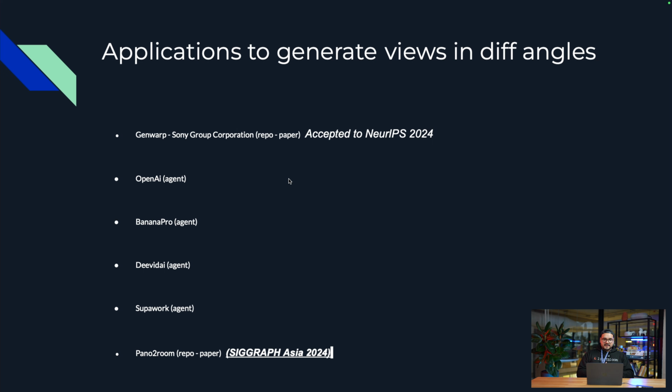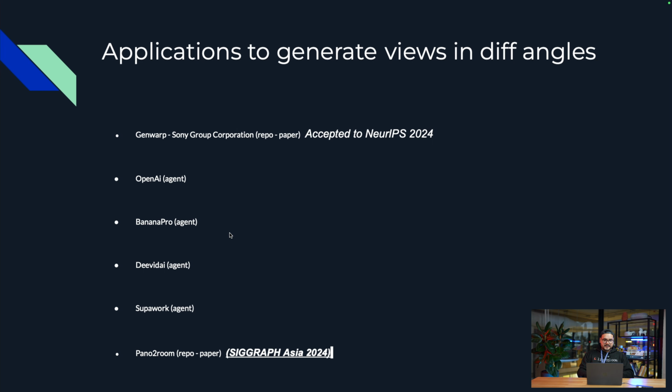Well, we also have more applications. For example, we have GenWarp from Sony Group Corporation that allows us to generate different angles from a single picture, and in this way we can try to apply Nerf applications and also Gaussian splatting to make the 3D reconstruction. At the same time, we have AI agents specialized in image analysis, like for example OpenAI, Banana Pro, David AI, and Superwork, and finally another application called Pano2Room that was accepted for a conference in Asia in 2024.